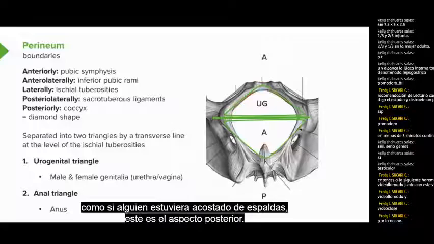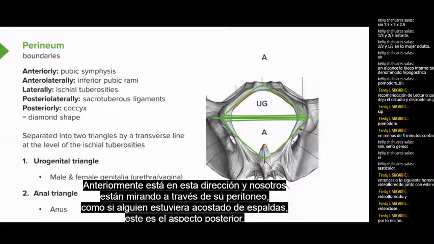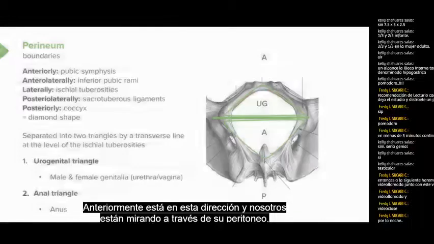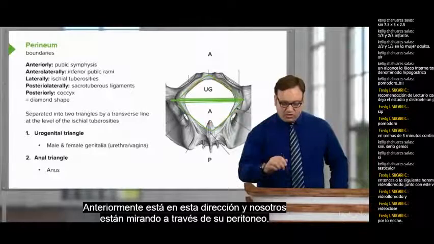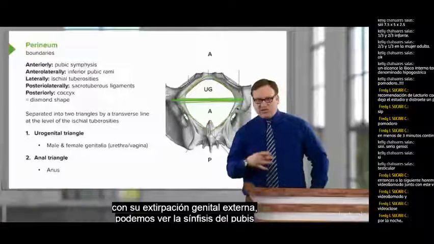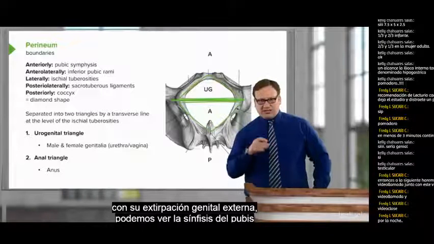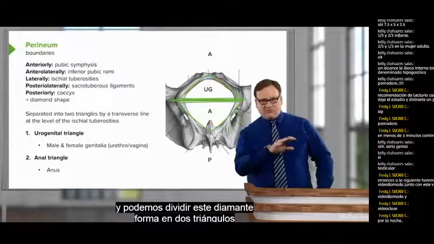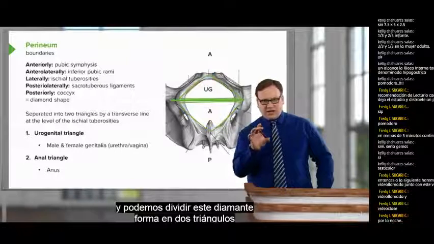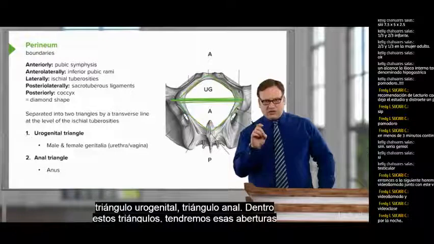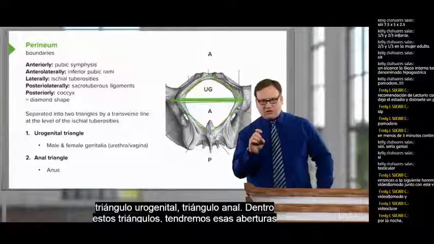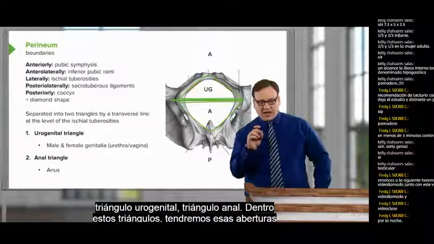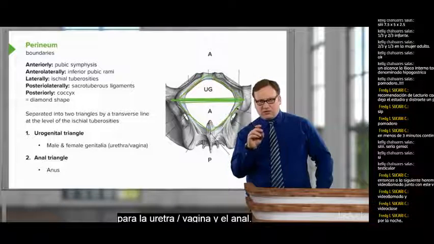So we're looking at this as if someone is laying on their back. This is the posterior aspect. Anterior is up in this direction. And we're looking through into their perineum. With their external genitalia removed, we can see the pubic symphysis, we can see the coccyx, and we can divide this diamond shape into two triangles: urogenital triangle, anal triangle. Within these triangles, we'll have those apertures for the urethra, the vagina, and the anus.